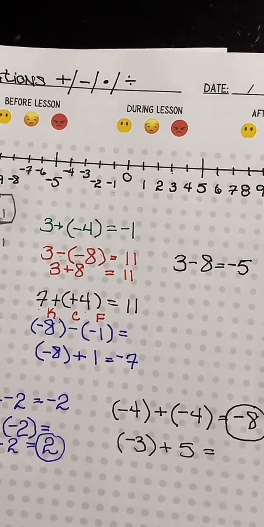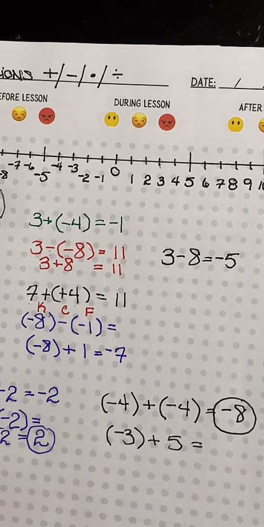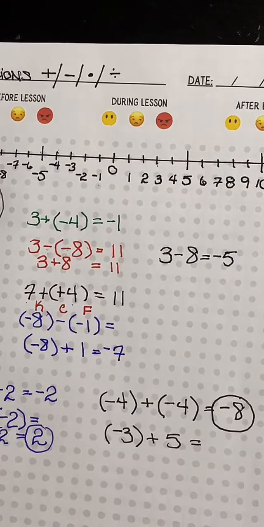So -3 plus 5. Okay. So Jocelyn's saying 2. Aries is saying 2.